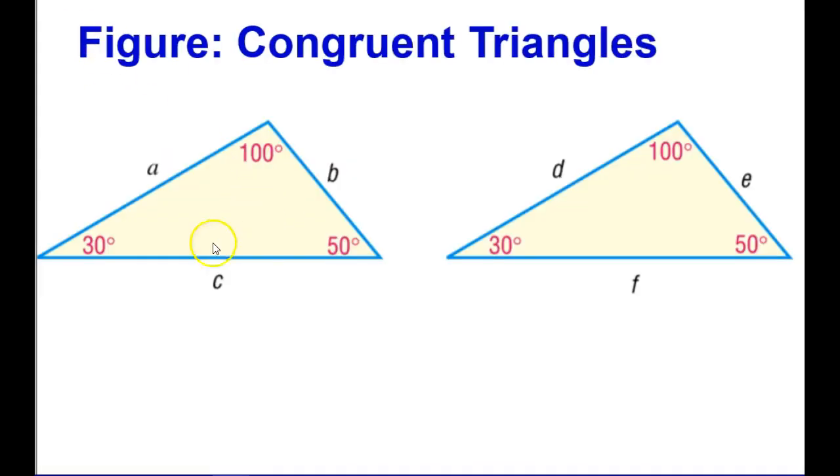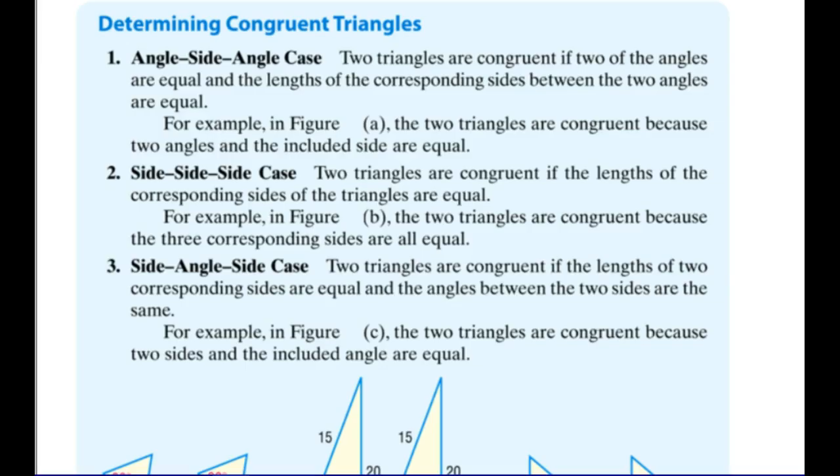So let's look at these. So here you see my angles are exactly the same. If these are going to be congruent triangles, I know that my corresponding sides, B and E, would have to be exactly the same, and D and A would have to be the same, and C and F would have to be the same. If those three aren't all the same, then I know these triangles are not congruent.